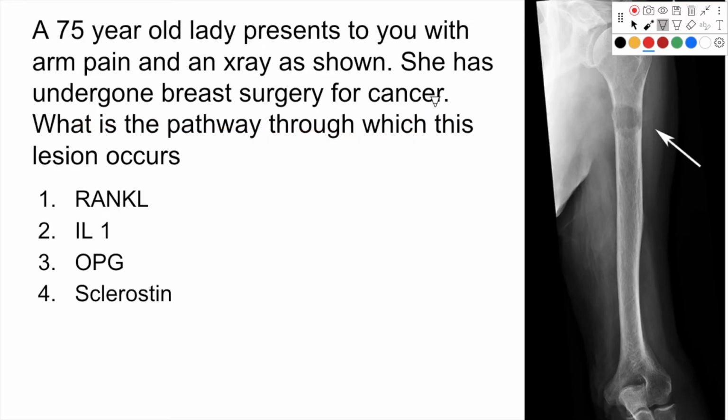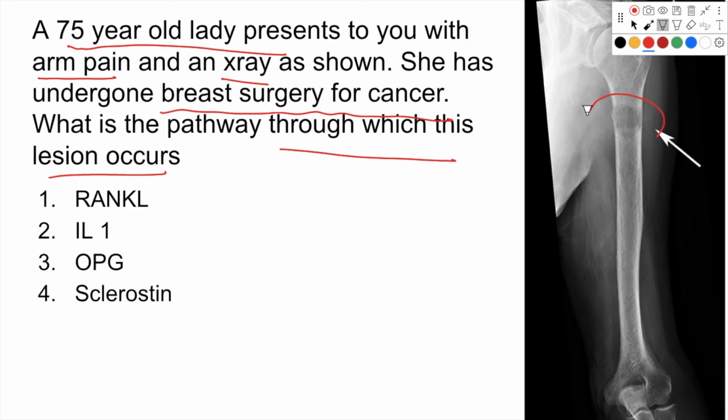So let us see this question. It's a very important question, very often repeated, so you must understand this question. A 75-year-old lady presents to you with arm pain and an X-ray as shown. She has undergone previous breast surgery for cancer. What is the pathology pathway through which this lesion occurs? So you can see a lytic permeative lesion which is non-expansile in the upper third of the humerus. So we know that she's had breast surgery for cancer, so most likely this is a metastasis, which is a lytic lesion occurring from the breast.